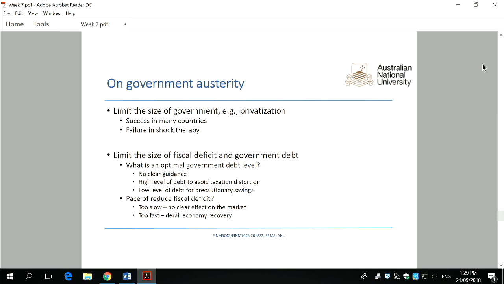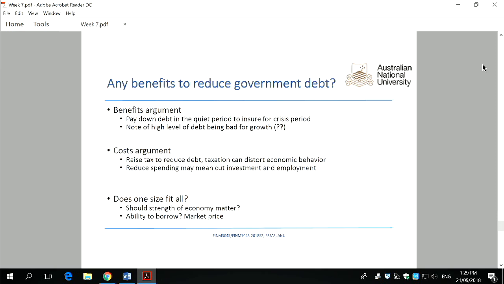Okay. So are we clear? And you could apply all those to China's situation, particularly. Okay, so then what are the benefits to reduce government debt? There are benefits and costs, right?